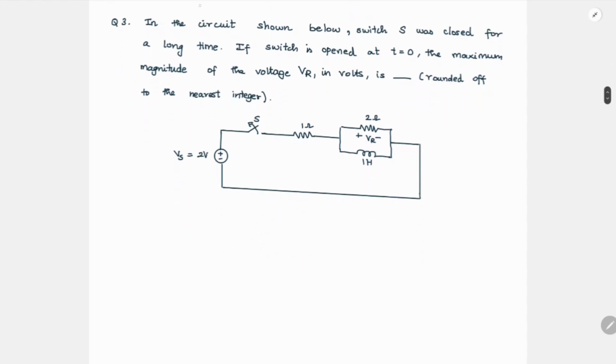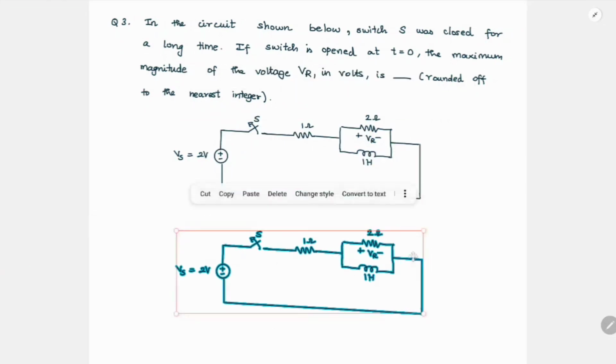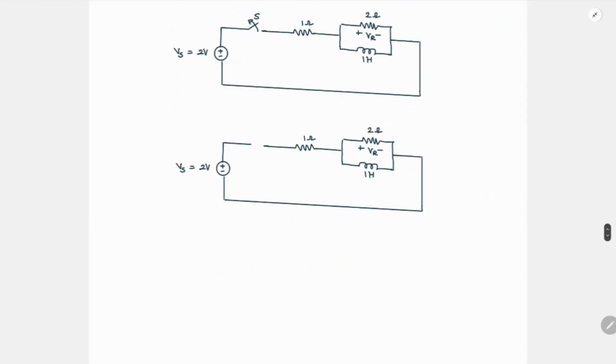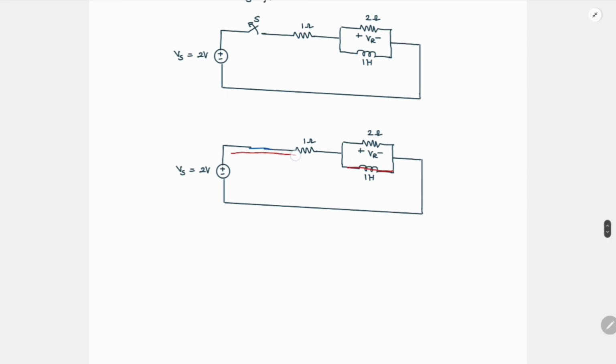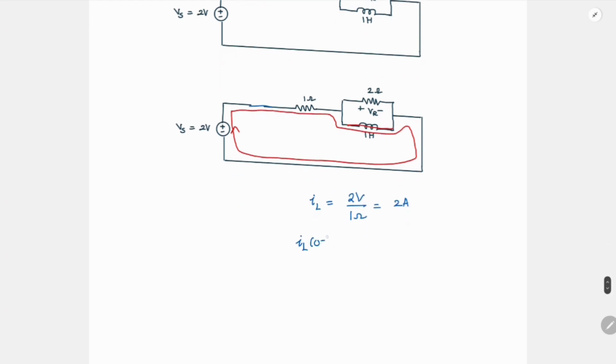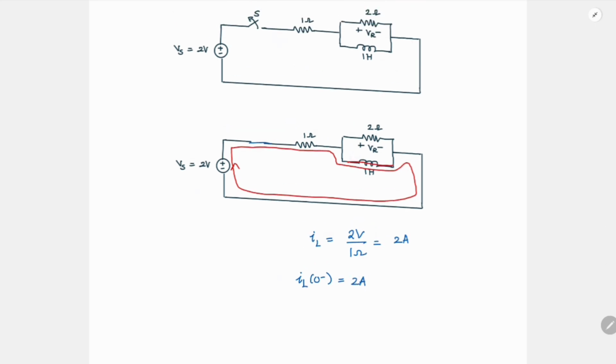So we have the circuit here and they're saying the switch S is closed for a long time. So if the switch is closed for a long time, what will happen? This will be on and we can assume that the inductor is going to be short. So the current path will take this direction, right? So this is your current path and your IL is going to be 2 volt divided by 1 ohm, which is nothing but 2 ampere. So this is your IL of 0 minus, at t equal to 0 minus, just before the switch is off. So this is 2 ampere.